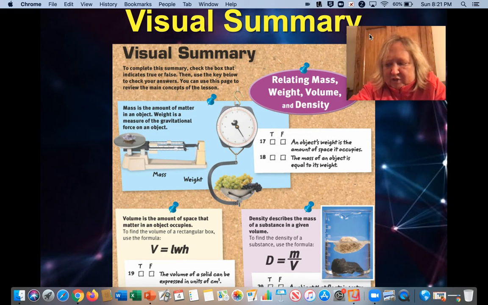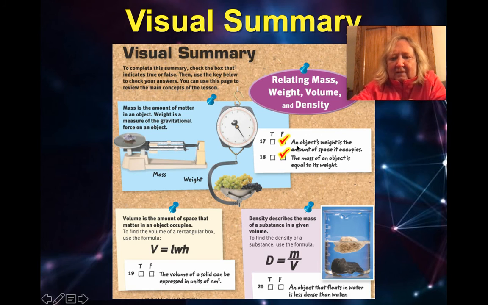Let's look at question 17. An object's weight is the amount of space it occupies. What do we think? The weight is the amount of space it occupies. That is, oops, I did them both. False. The amount of space something occupies would be its volume. And the mass of an object is equal to its weight. Well, sometimes it is, but certainly not on the moon or anywhere where gravity is different.